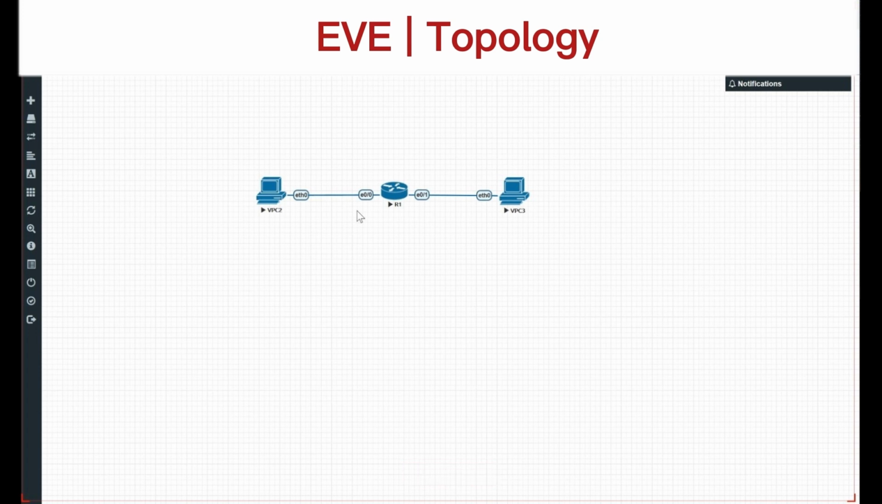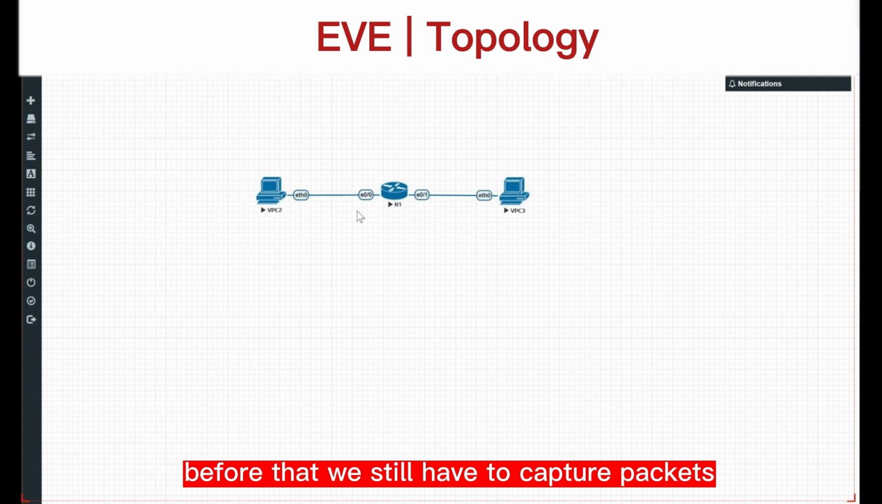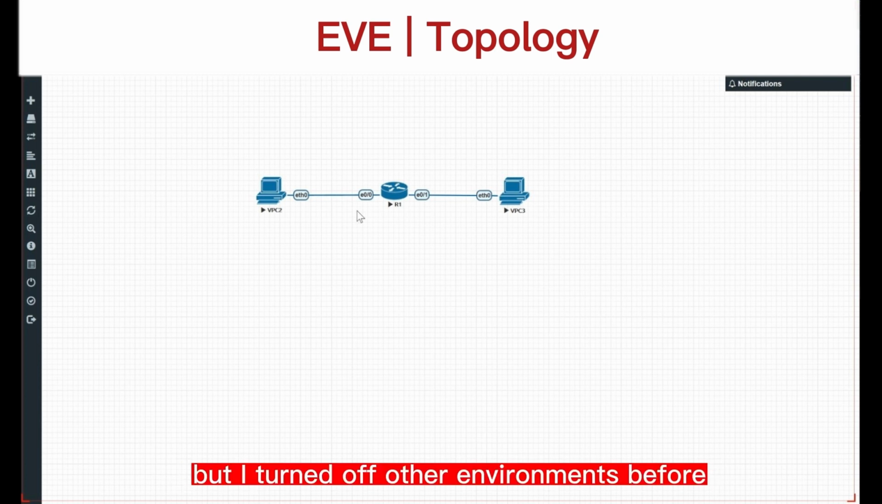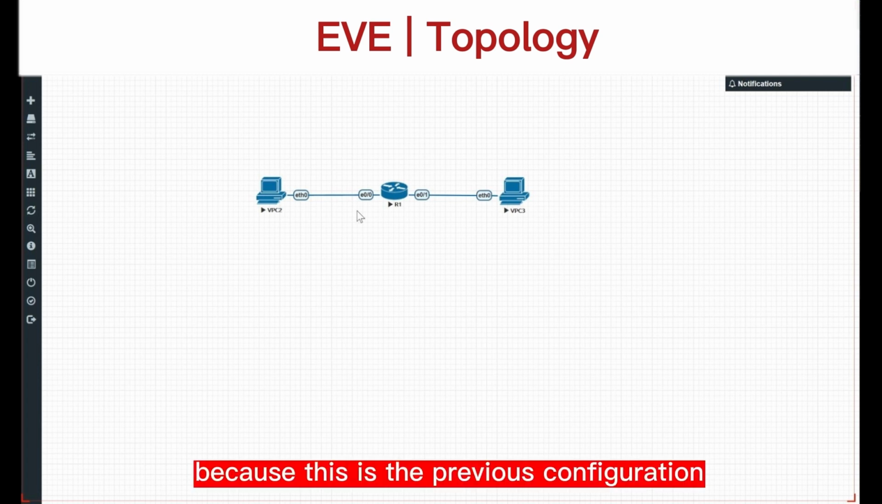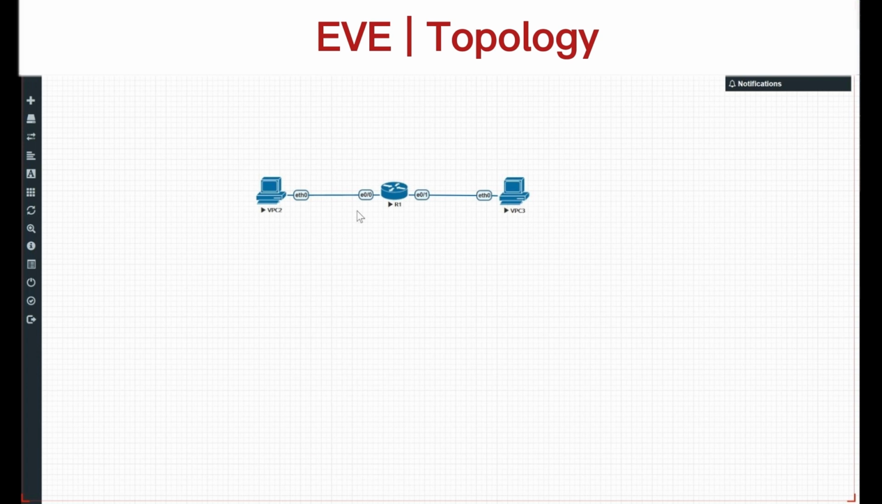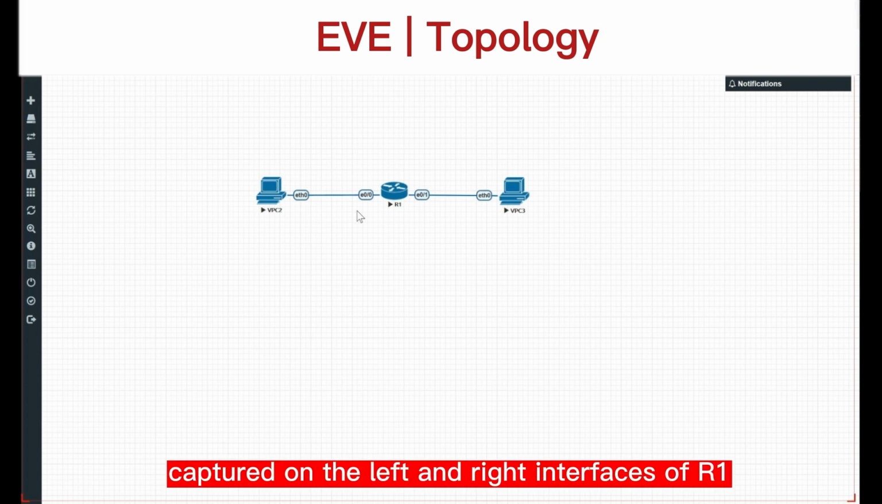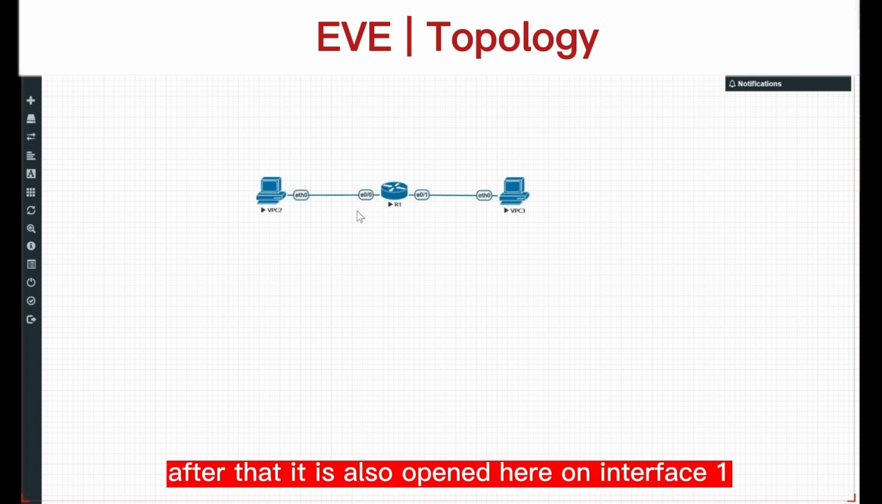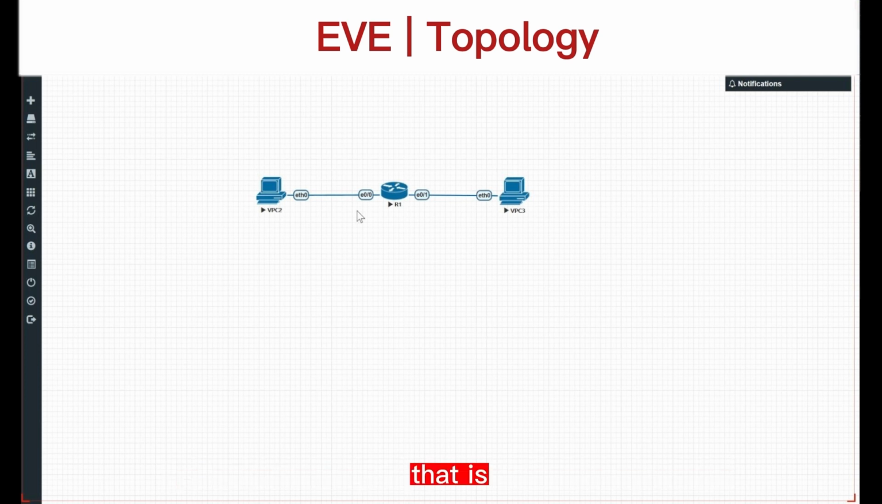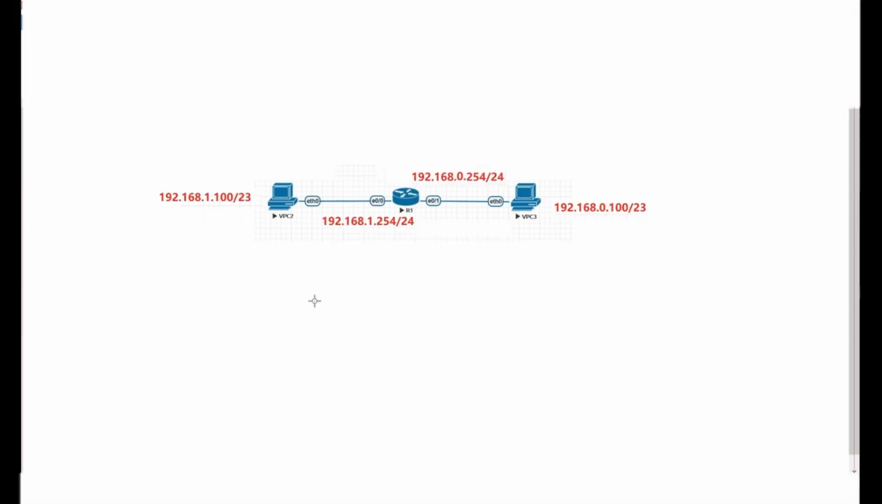As a PC, let's see what it should do now. Before that, we still have to capture packets. I turned off other environments before, because this is the previous configuration. When we captured on the left and right interfaces of R1, first look at the 0 interface on the left. After that, it is also opened here on interface 1. That is, we now capture on both interfaces. Open both. After we open it, let's go on.